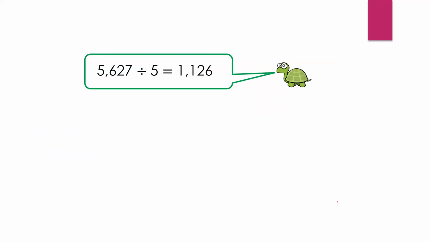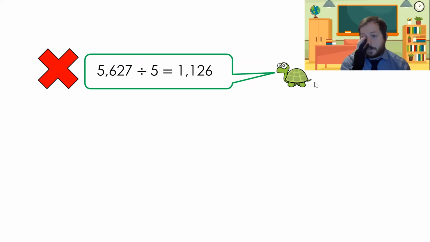So here's our question. It's 5,627 divided by 5 equals 1,126. How do we know this is wrong without calculating it at all? Have a think. What do you think the reason might be as to why we know that this is already wrong?